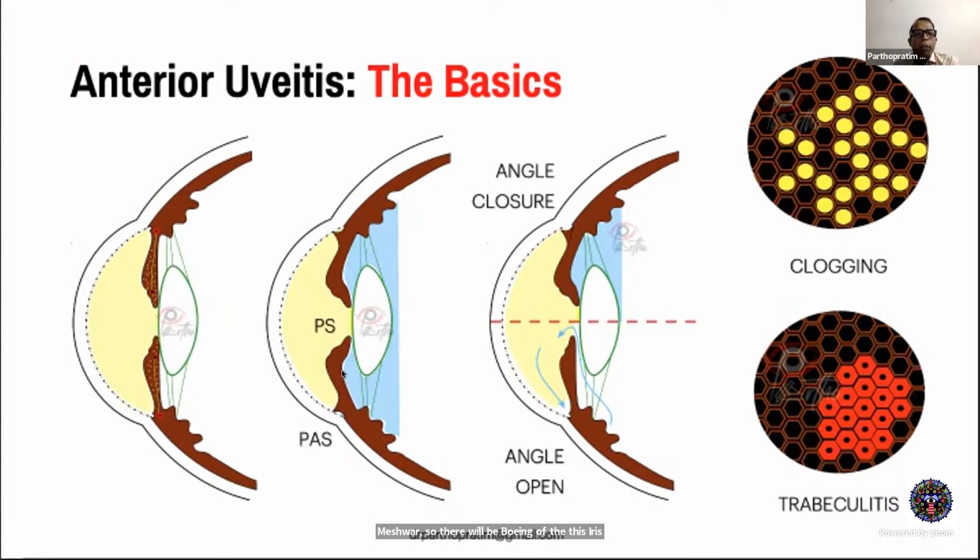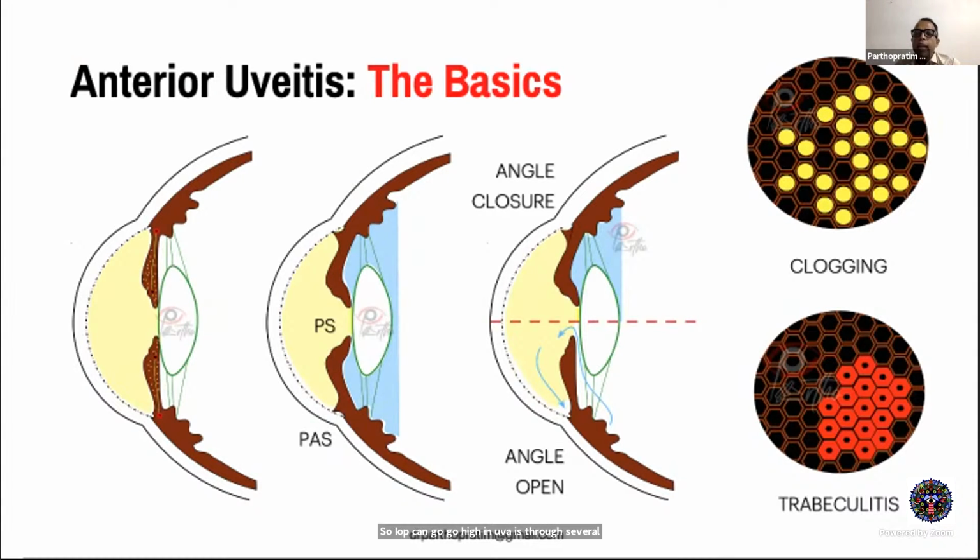And what will happen now? Peripherally this iris will come in contact with the corneal endothelium. So naturally, there will be formation of the peripheral anterior synechia. So there are several mechanisms, like it can have an angle closure and angle open. So IOP can go high in uveitis through several mechanisms.